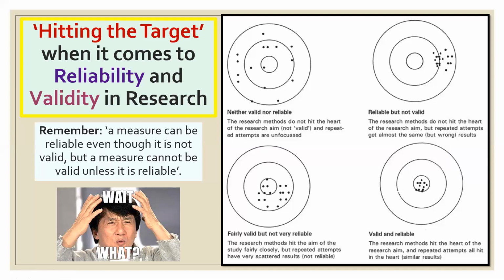And I call this slide hitting the target when it comes to reliability and validity in research. So obviously this is the saying that is super confusing. A measure can be reliable even though it is not valid, but a measure cannot be valid unless it is reliable. Okay, so that's super confusing.